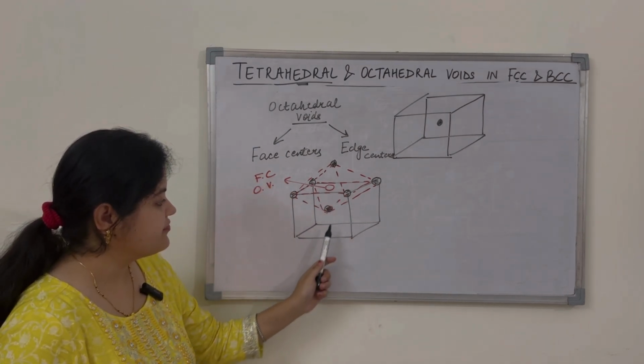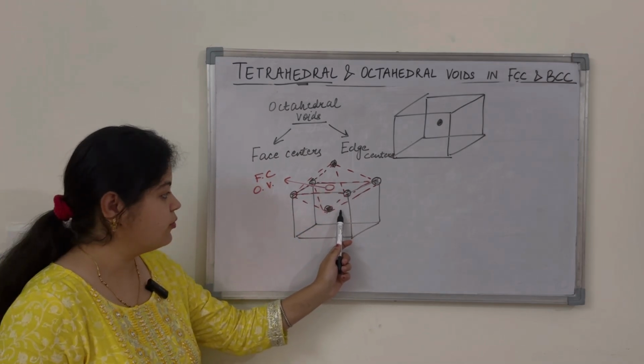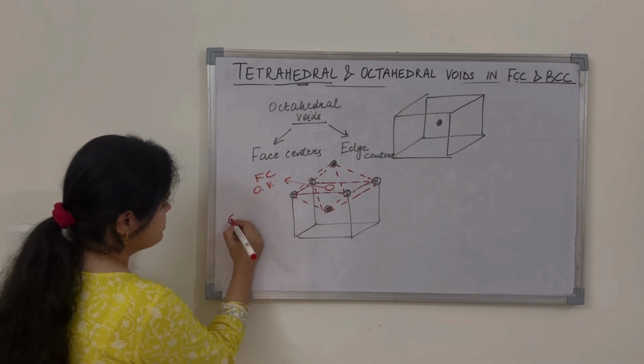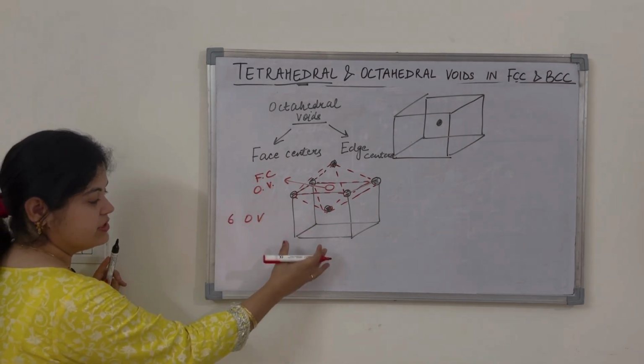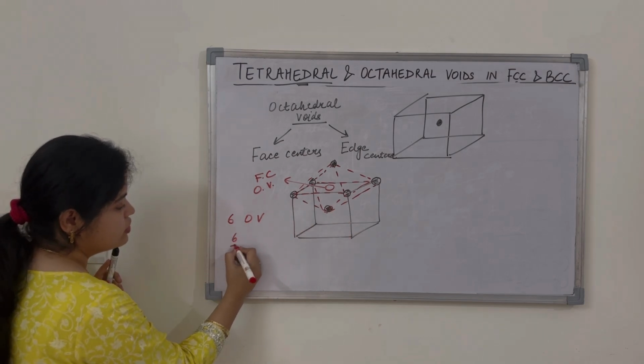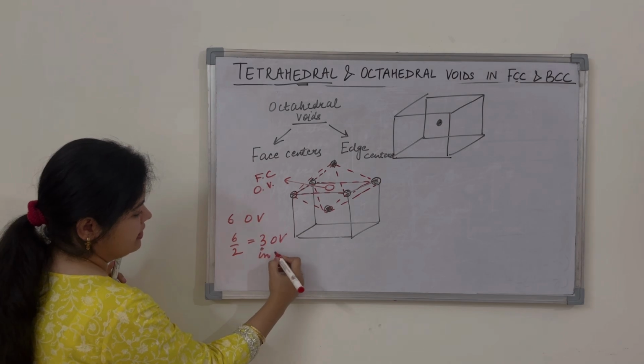So there are 6 faces. So every face has an octahedral void. So there are 6 octahedral voids and the contribution is half because they lie on the face center. So there are 3 octahedral voids in one unit cell.